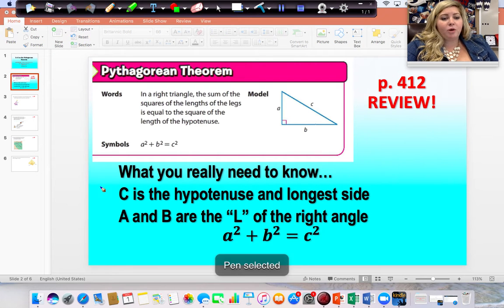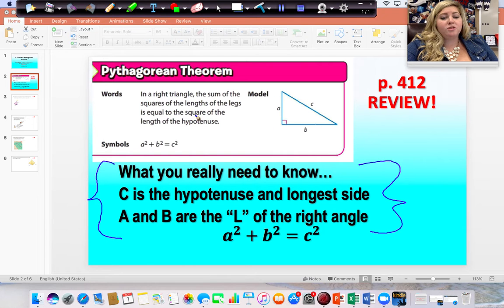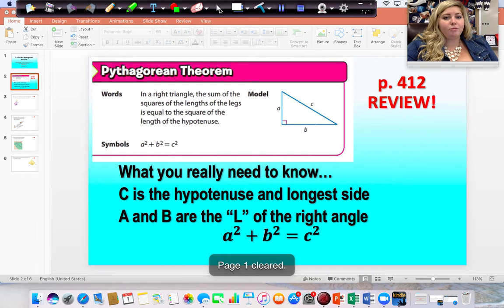Okay, for this page, what you need to write is down here at the bottom, and up here at the top, this is on page 412, so you may want to make a note in your notes that this is on page 412. What you really need to know is that C is the hypotenuse and the longest side. So here's the hypotenuse and the longest side. A and B are the legs, the sides of the right angle. So A squared plus B squared equals C squared. That is the Pythagorean theorem. Make sure that all of this is written down before you move on with this.